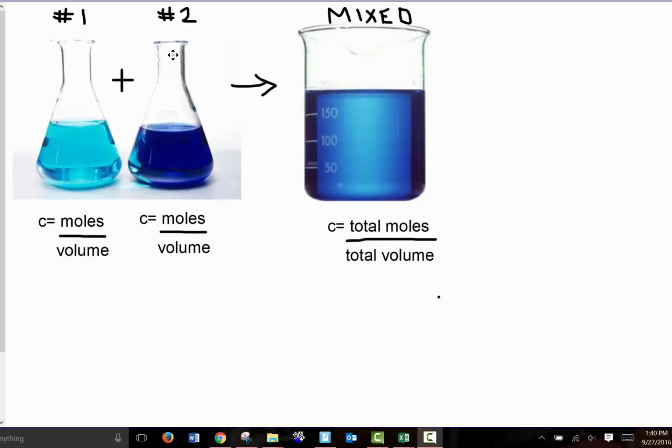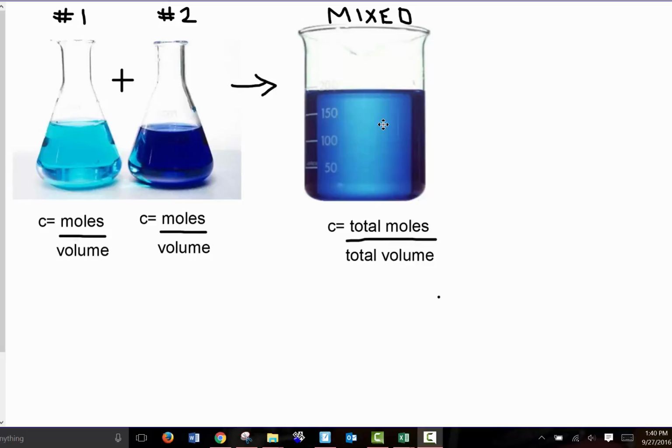What's happened is that all the moles from our solution number 1 are now added to all the moles from solution number 2, and they're combined in our new mixture. The new volume of our resulting solution or resulting mixture is the sum of the two volumes added together. So our volume number 1 and our volume number 2 put together. So in this new mixture, we have the sum of the moles and the sum of the volume.